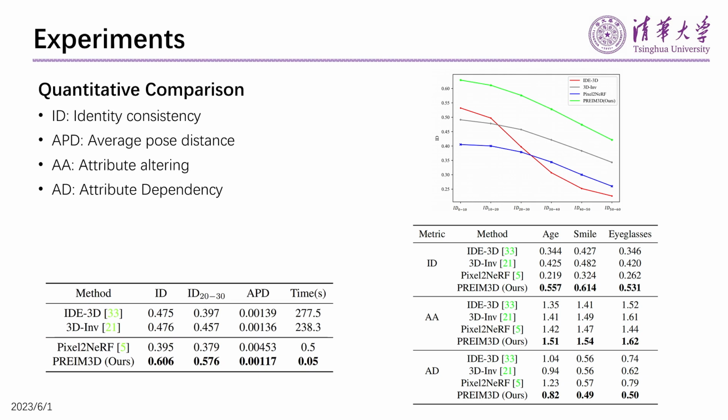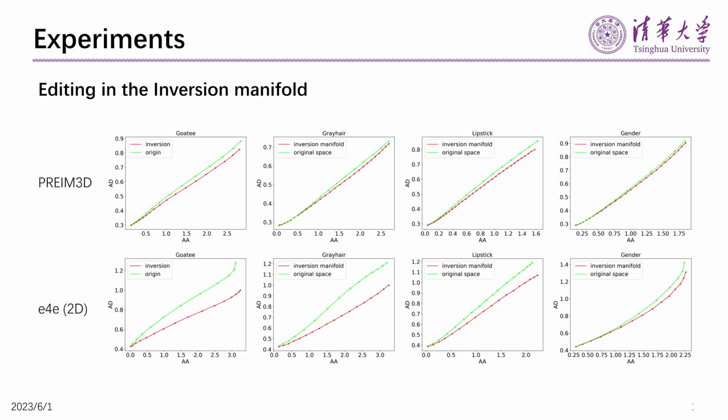Well, let's see the results. The ID metric indicates if it is the same person. APD indicates the error in the pose of a generated image. AA indicates the change of the attribute we want. AD indicates the change of other attributes that we don't want. The results of inversion and editing both show our method outperforms the previous methods. Similarly, editing in the inversion manifold of two-dimension GAN also achieves better results than in the original latent space.